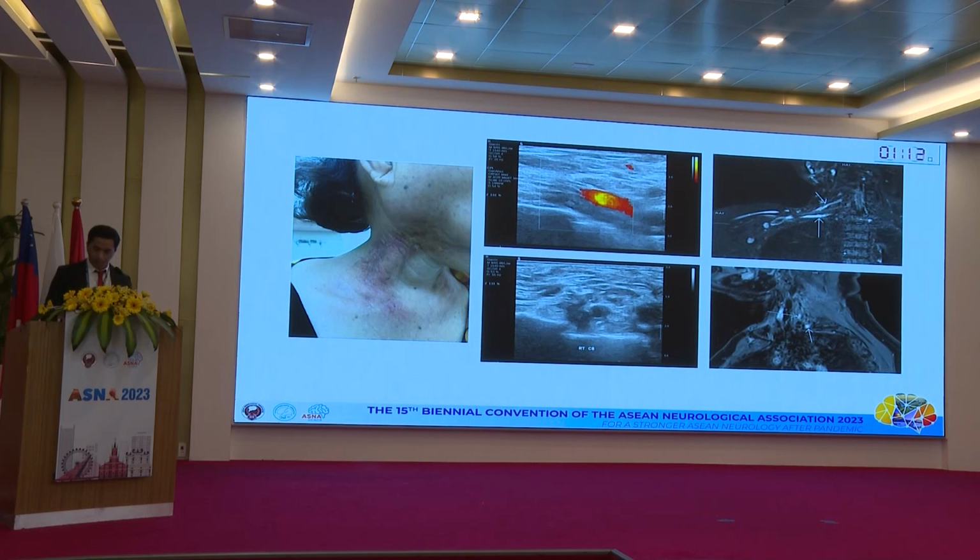radiation effects, which affect the nerves for many years after radiation exposure. Yes, we can see here we use the Doppler. I use the Doppler, and I can see this is the artery with the Doppler signal inside, and this is the nerve root, the C5.